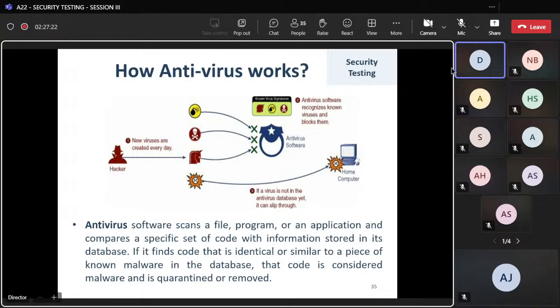It will be scanning a file or a program or an application, and it will try to compare a set of code with information that is stored in its database. And if it finds code that is identical or similar to that pattern, then it can consider that as malware, and it will try to clean it, or quarantine it from the host. And it will be writing all the logs for all these detections.